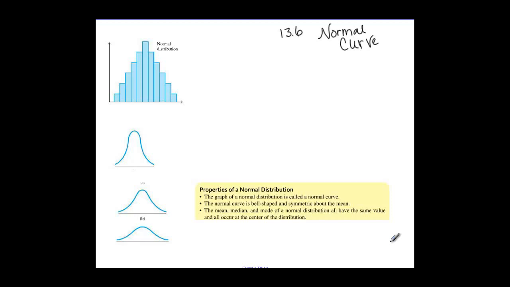This lesson is on 13.6, the normal curve, and we begin by looking at a histogram. In this particular histogram, you see that this middle class has the highest frequency, and then it tapers off to each side, but it has what we call a normal distribution. If we look at that histogram, it's symmetric in nature, and the center here would contain the mean of that data.